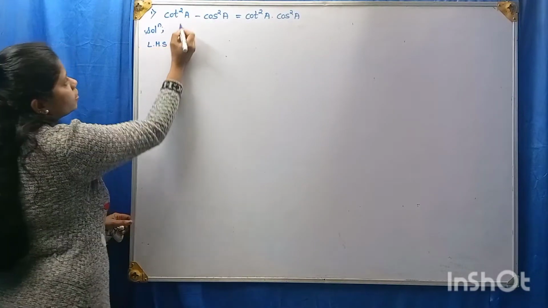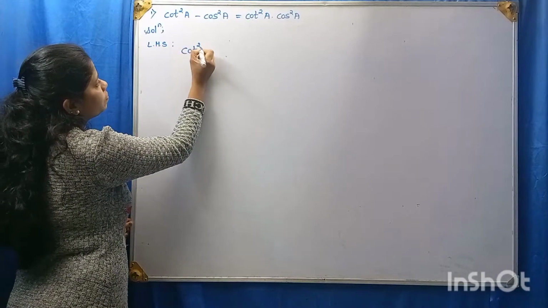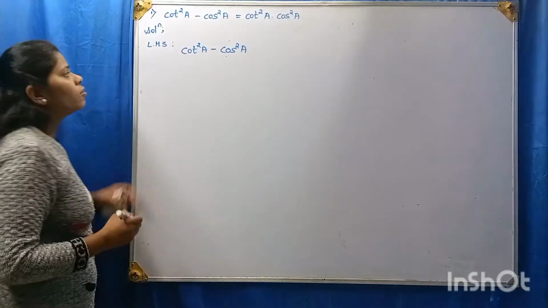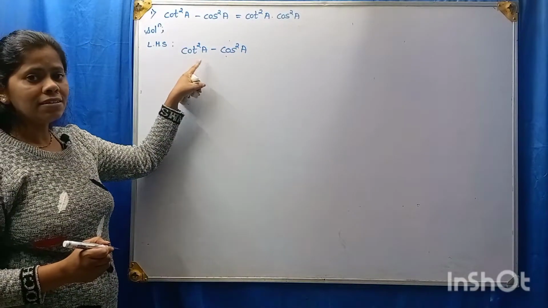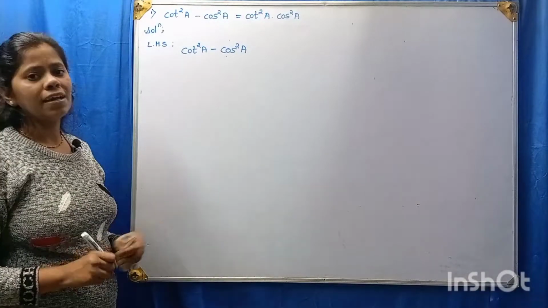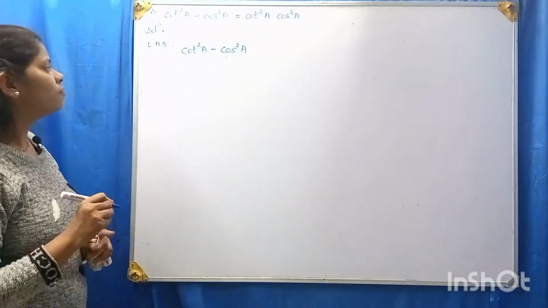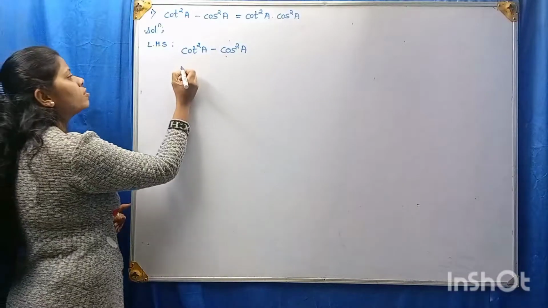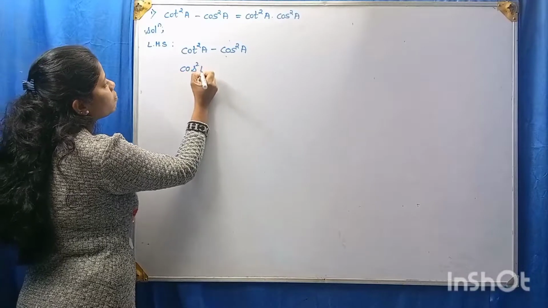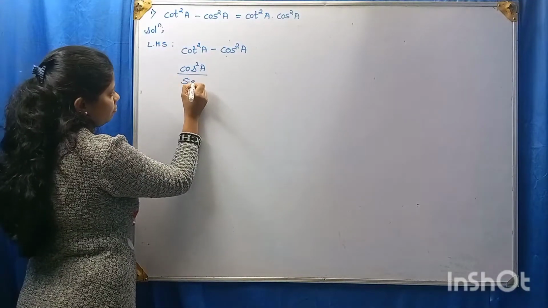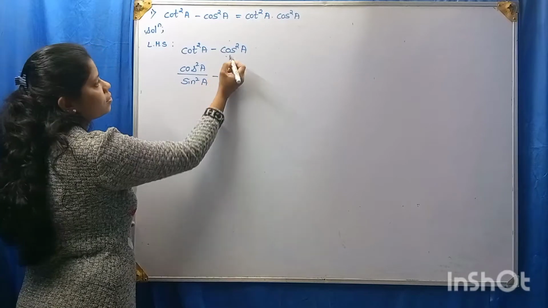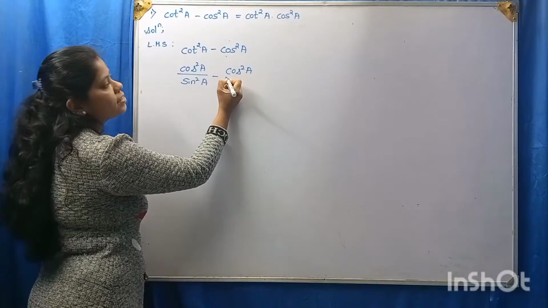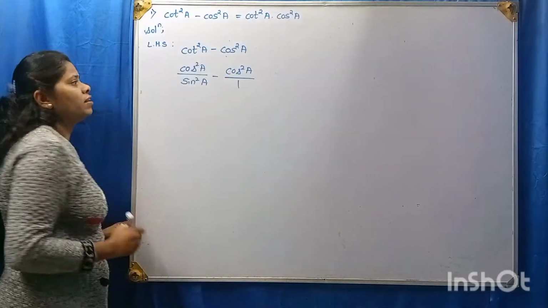LHS is cot square A minus cos square A. Cot square A, I can write it as cos square A divided by sin square A, right? Because we know that cot A means cos A by sin A. Therefore, this cot square A, I will write it as cos square A by sin square A minus. Let me write this cos square A as it is. And nothing is in the denominator, so let me write it as 1.